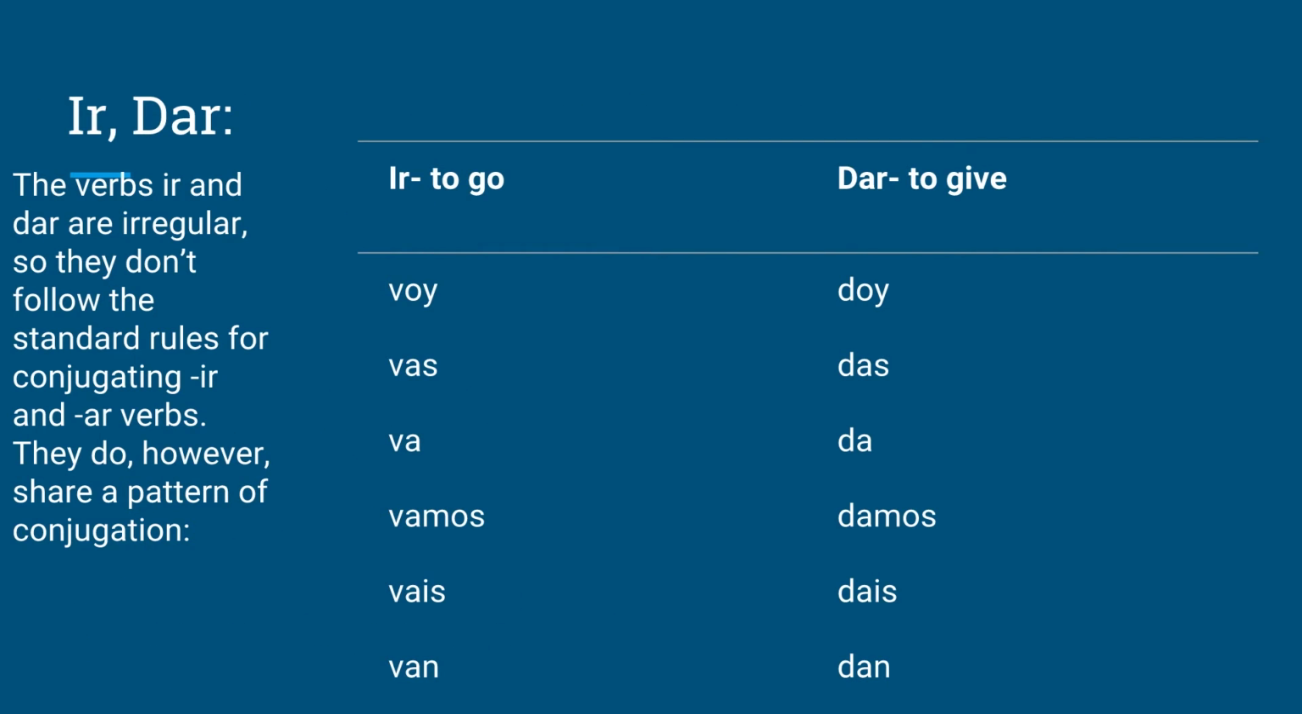And here we have the verbs ir and dar. These verbs are irregular, so they don't follow the standard rules for conjugating IR and AR verbs. They do, however, share a pattern of conjugation. As you can see here, ir and dar look very similar: voy, doy, vas, das, va, da. You see? Pretty awesome, right?